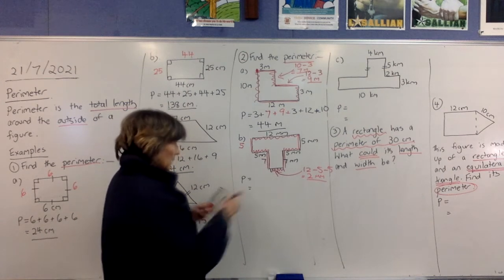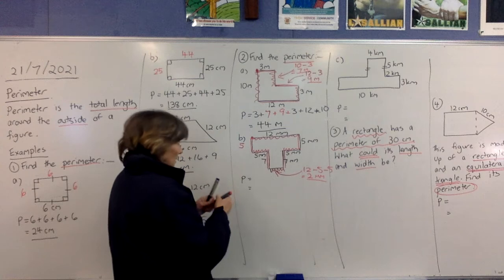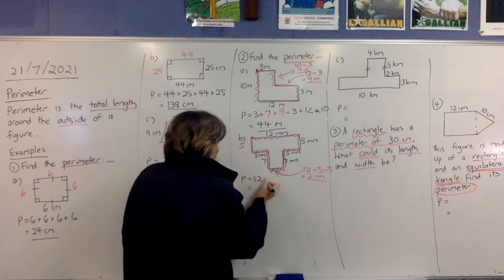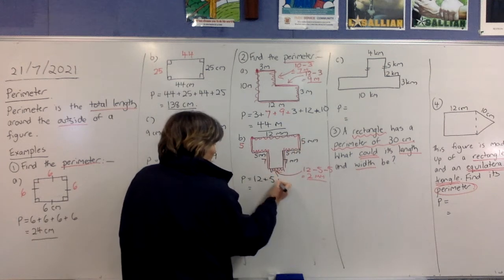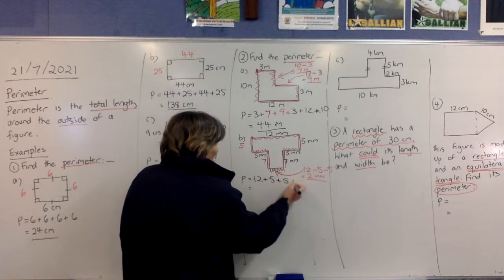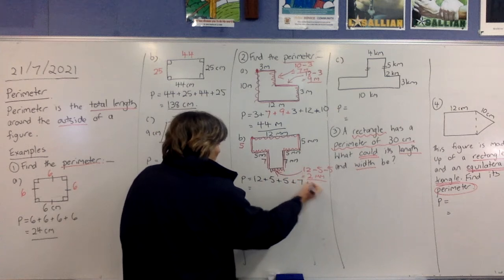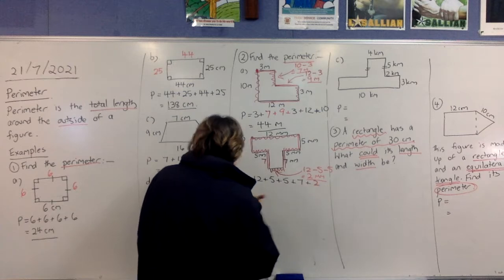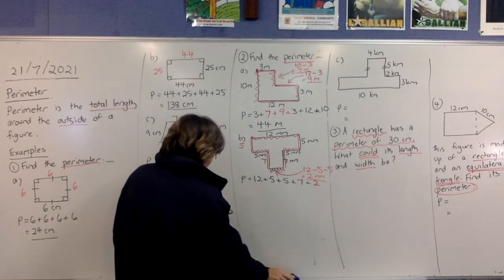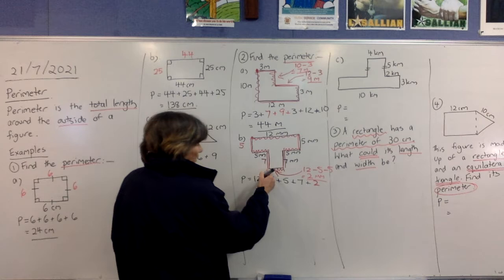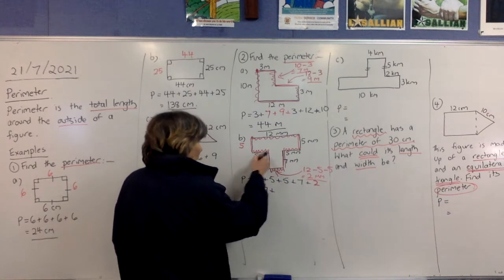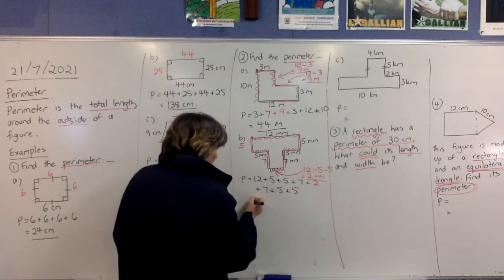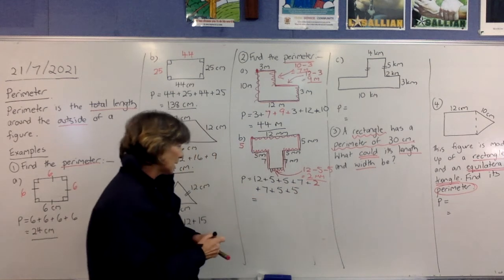So now we're going to start up in the top left-hand corner and go round our shape adding these up. So we've got 12 plus 5 plus 5 plus 7 plus 2 for that missing one there, I'll just write it in red so you can see it. Move this down a bit, still adding up. Plus 7 plus 5 plus 5, and you're back to where you started. So now we're just going to add up these numbers.